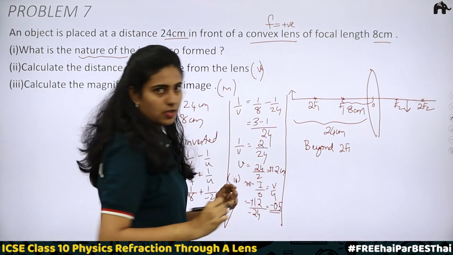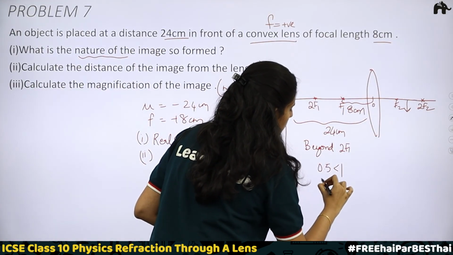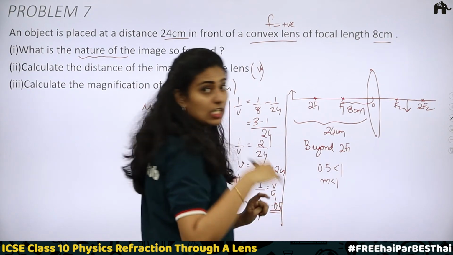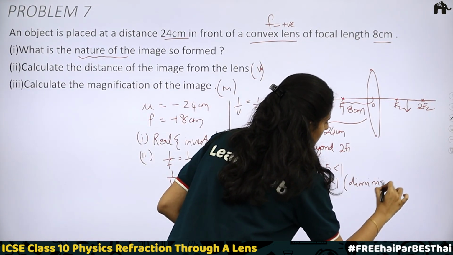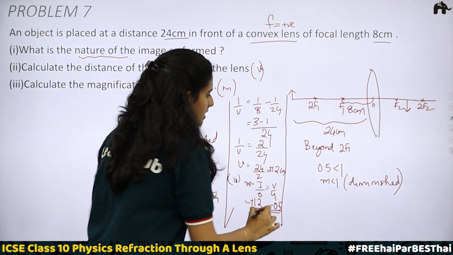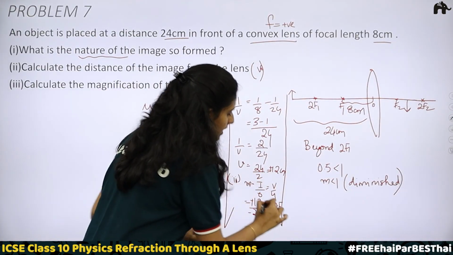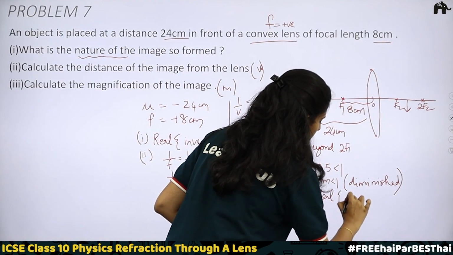So minus 0.5. 0.5 is a value which is less than 1, which means magnification is less than 1. Image formed will be a diminished image. Okay, just for confirmation, you are getting a diminished image. Also, we are getting a value with a negative sign. This negative sign shows that the image formed is real and inverted.